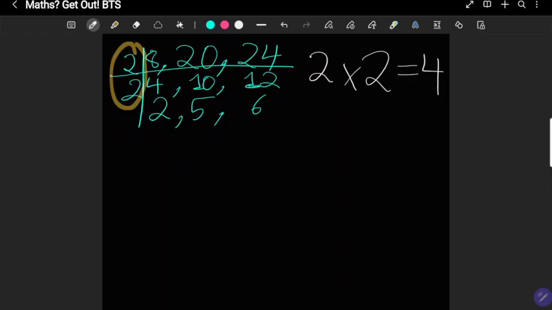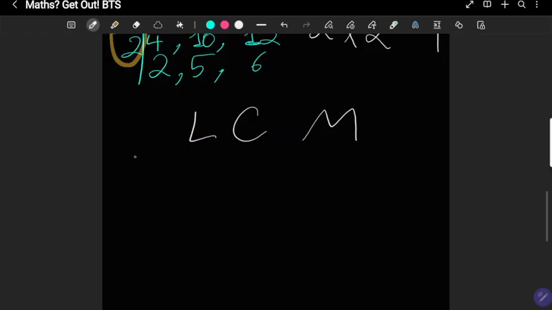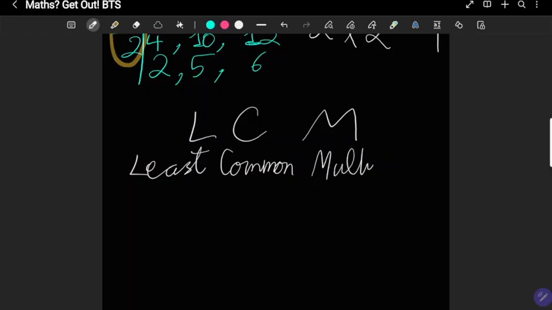Now let's move on to LCM. It stands for least common multiple. Okay, so what does this mean?